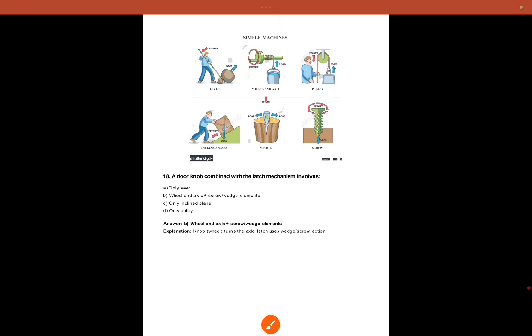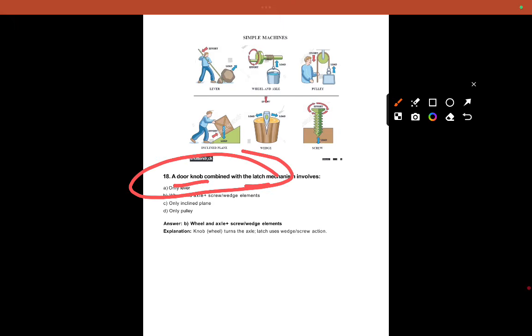And question number 18, a doorknob combined with a latch mechanism involves: not only a lever, only an inclined plane, only a pulley. No, it's about wheel and axle, screw, wedge, because it's a compound. Am I right? See, a doorknob combined with the latch, both we have two things. So two machines, so it is a complex machine. That is the wheel and axle plus a screw or wedge element.